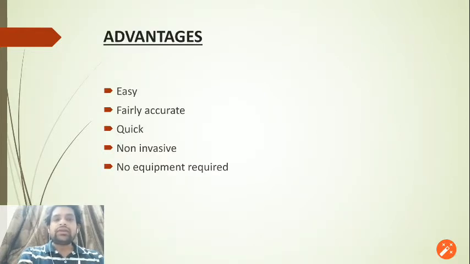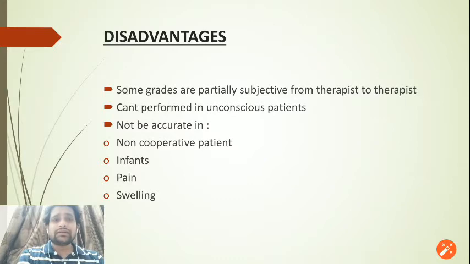Advantages: it is easy to use, fairly accurate and quick, and is totally non-invasive. There is no equipment required except a pen, paper, goniometer, and other small things. Then disadvantages of MMT. Some grades are partially subjective from therapist to therapist. We'll take the example of grades 4 and 5. It requires sub-maximum and maximum resistance, and it may vary from therapist to therapist.